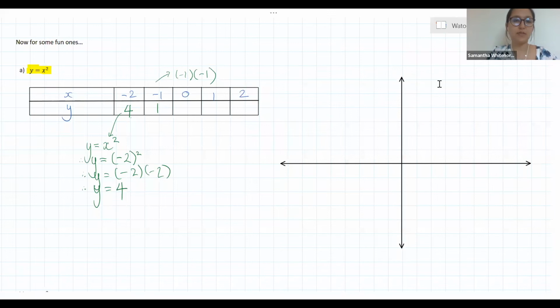Palesa, would you like to give us the output for 0? Yes, ma'am. The answer is 0. Excellent. 0 squared, 0 times 0 is still 0. So we've got a 0 there. Well done.